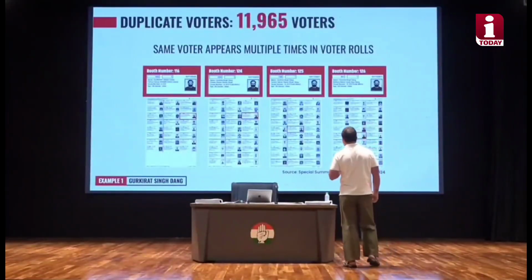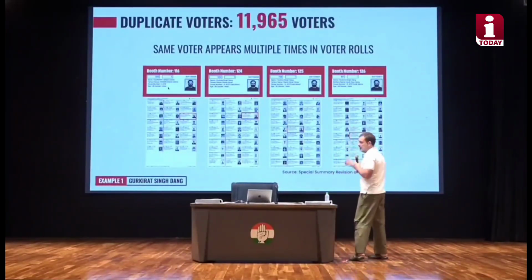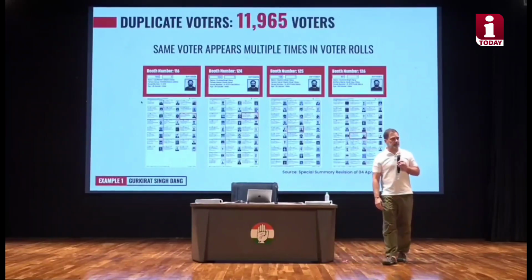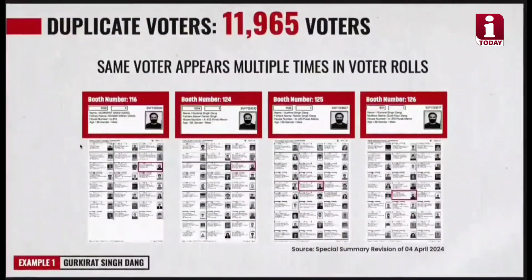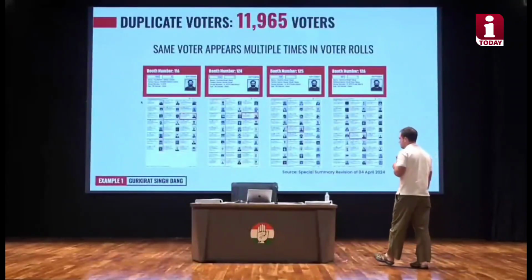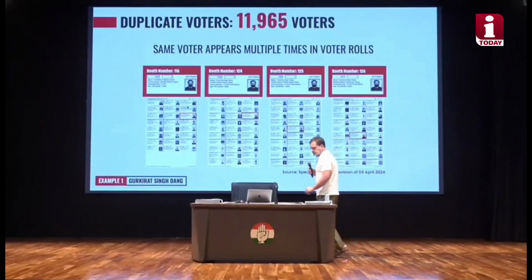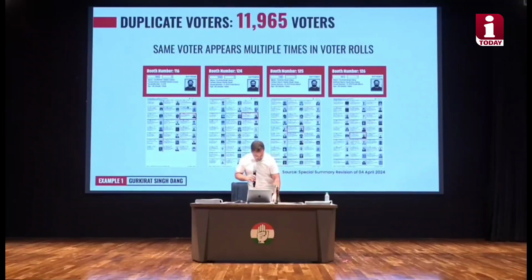Here is a duplicate voter. There are 11,965 voters of this type. This is a gentleman called Gurkirat Singh Dang. Here he is.